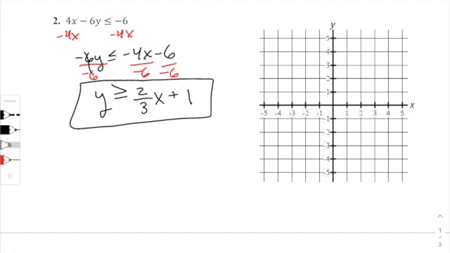And this is the one I'm going to use when I make my determinations about shading above or below. Notice, I didn't want to look at the original one because that can flip when you divide by a negative. So I always make that kind of decision when I'm right here. And so it's greater than or equal to, so that means I'm going to use a solid line, right? I'd be using a closed circle for that kind of thing, so a solid line. And it's y is greater than. Where are y's greater than a line? Y values are greater above when you go up the y-axis, right? So it's going to be solid. It's going to be shaded above.